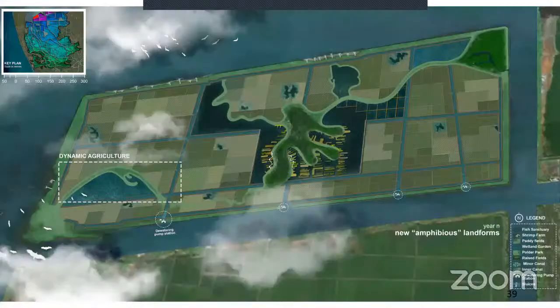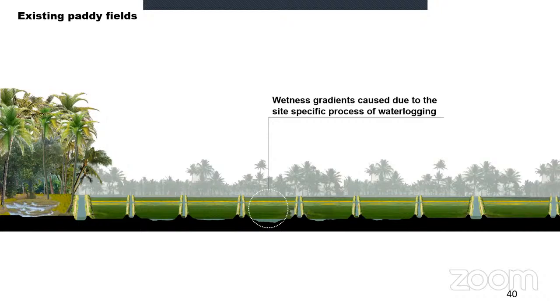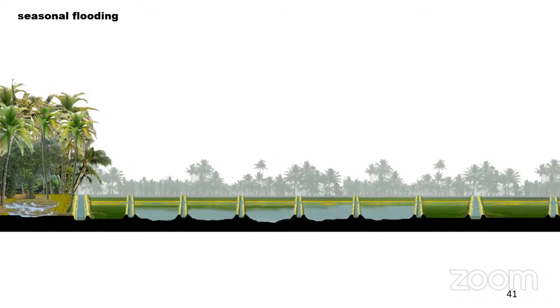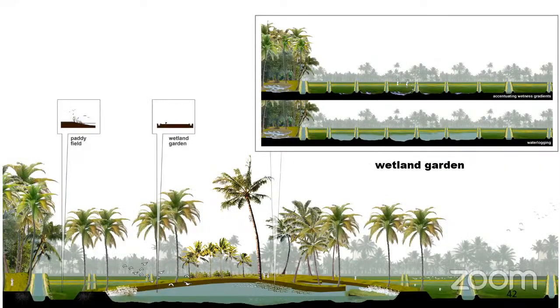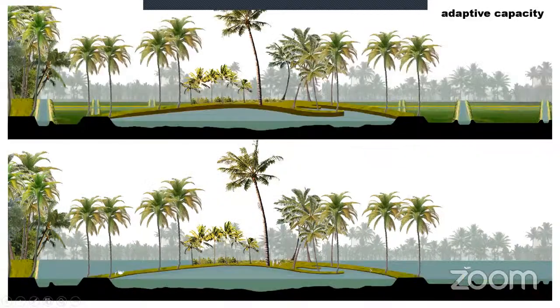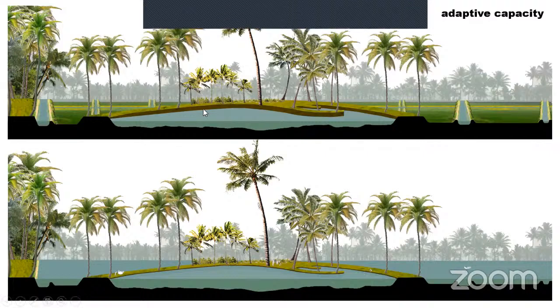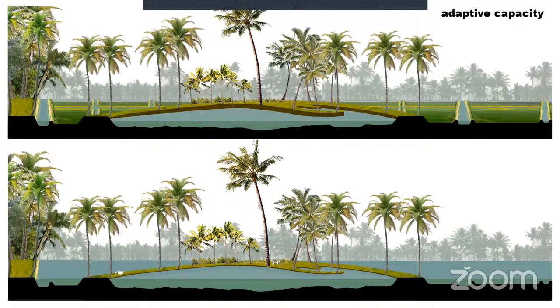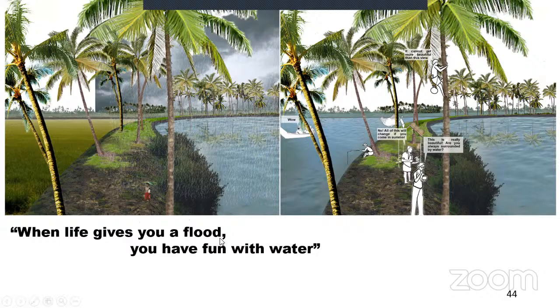And then I moved to the next program, which is the dynamic agriculture. So here, the wetness gradients, which are like sites for seasonal flooding, would be accentuated to create amphibious structures that could be like wetland gardens. And also, you could save the rest of the paddy fields from flooding in that case. And these wetlands, apart from giving a new room for biodiversity, they also increase the adaptive capacity of the polders. So then when life gives you a flood, you just don't have to take it as a problem. You can have fun with it. So it's more of like enjoying the flood. And that's the new approach that this project puts forward.